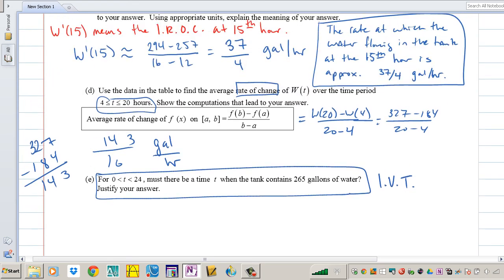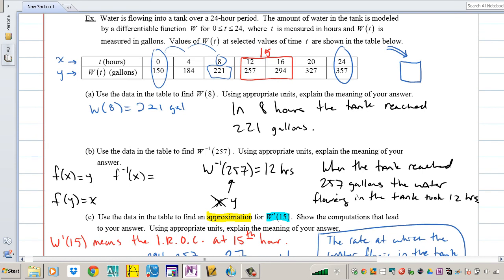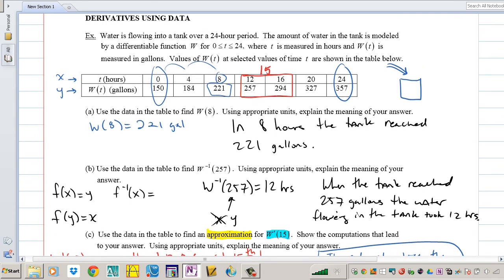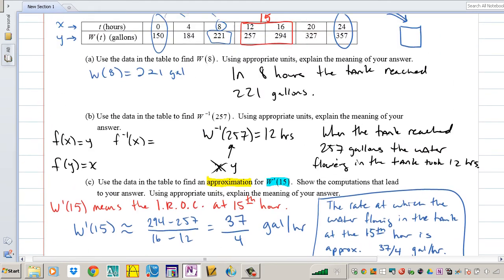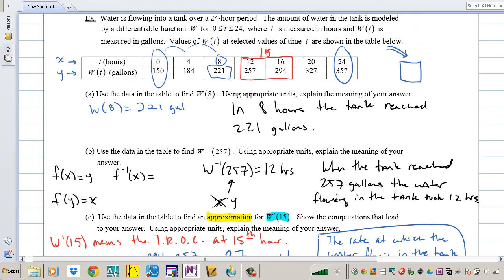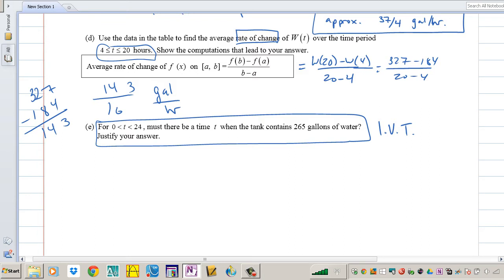In other words, the amount of water in the tank as it's increasing is also continuous. You can't skip from 1 gallon to the next instantly, right? It's continuous. So what was the number again? It was 265 gallons, and it seems like 265 gallons should be somewhere in between this interval. And we say, well, of course, there must be a time. How do we answer this? We have to answer it using logic.